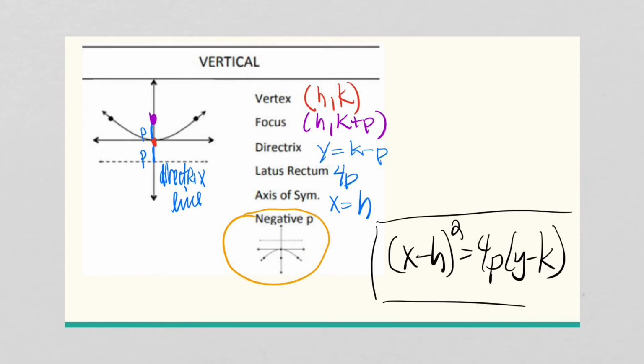Then we have the one that we all know, the vertical one, happy face and unhappy face. Again, the vertex is the red dot, h comma k. The focus is the point that's inside the parabola, h comma k plus p. We have our directrix line, y equals k minus p, that dotted one. We have our latus rectum, which is 4p, in front of the equation here. And here's the equation. The x is coming first, so it's x minus h squared equals 4p times y minus k. And then again, we could have it flipped upside down if the p is negative.